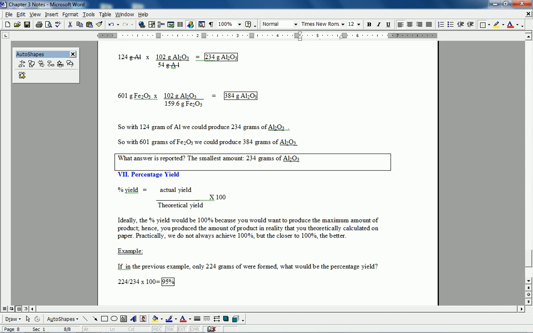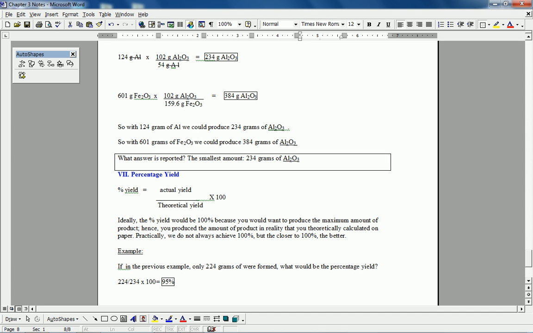The iron oxide will be on the bottom, so they cancel out, and 601 times 102 divided by 159.6 will give us 384 grams of aluminum oxide formed. So we had two reactants here. We solved it for two reactants. If we had been given 3 or 4 different types of reactants and amounts, we would have had to solve this problem 3 or 4 times. So you're going to have to solve it each and every time.